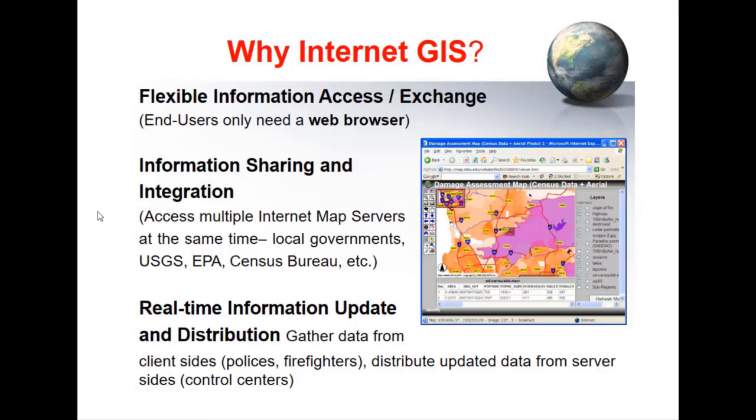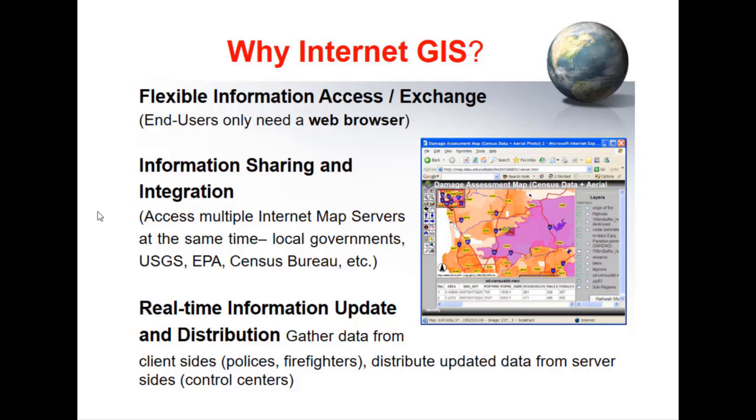Now why do we have to go to Internet GIS? So it is very flexible information access or exchange. End users just need a web browser, through which you can access the software tools, work on a particular tool, and have some results out of it that you can share. So it allows you to have flexible information access or exchange.